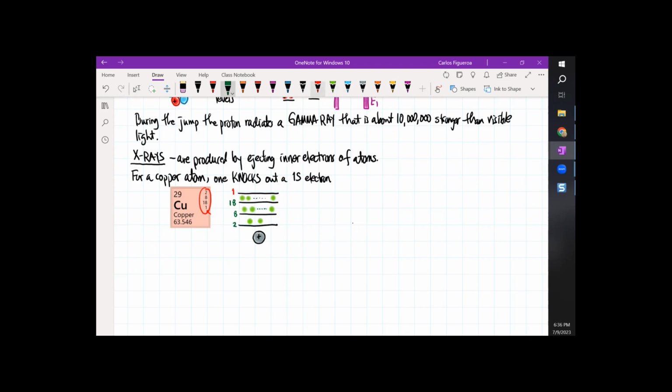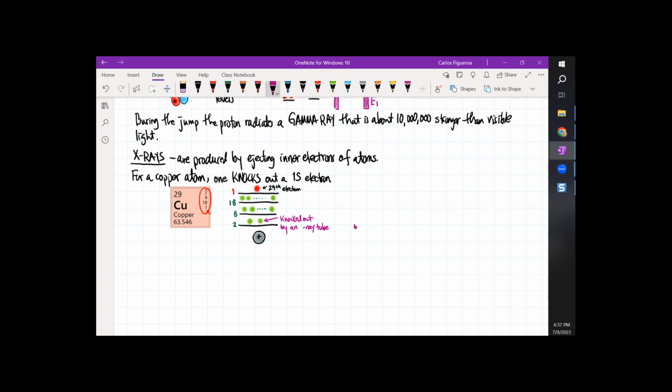And then in the 4th shell, they have the 29th electron. This 29th electron is very important, especially in circuits, because that's how we get good conductors for electrons. So now what we're going to do is that one of these electrons is typically knocked out by an X-ray, they call it an X-ray tube.